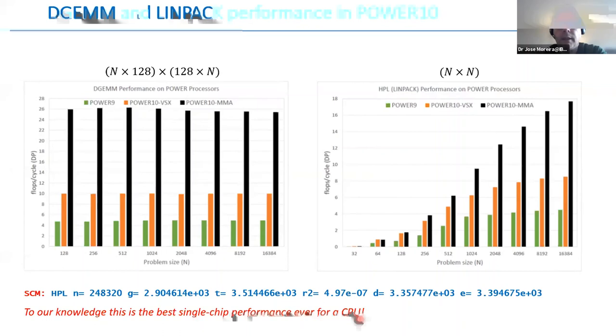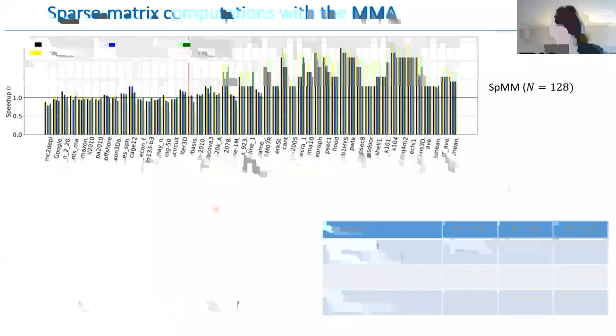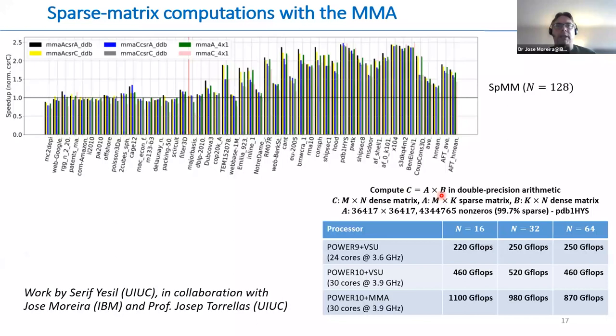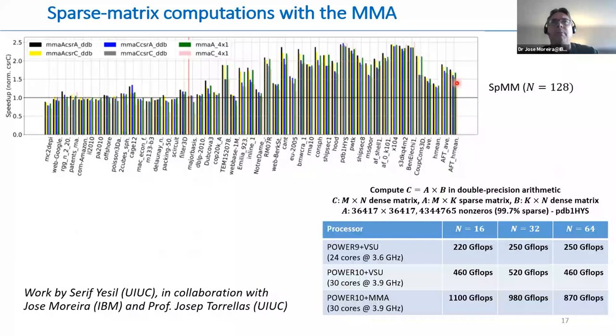We have also been working with collaborators outside IBM, in this case with Sharif Yasil, a student at the University of Illinois, who has used the matrix unit to do sparse matrix computation. It feels more like a dense math unit, but Sharif has applied it to sparse computations. He gets speedups, not for every matrix. About half of the matrices don't see much difference because their sparsity patterns are such that it doesn't work. But for some matrices we can see more than 2.5x, sometimes even a 3x speedup from using the matrix unit for sparse matrix computation.